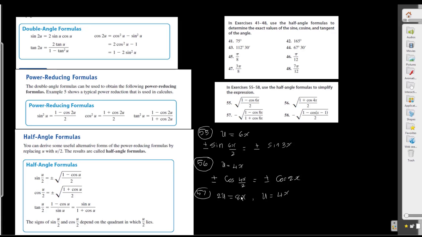So u equals 4x. Now forget about the square root sign, just take it without the sign. So tan squared 4x equals 1 minus cosine 8x over 1 plus cosine 8x. Now you solve for tan 4x, which is going to be plus minus the square root of 1 minus cosine 8x over 1 plus cosine 8x.